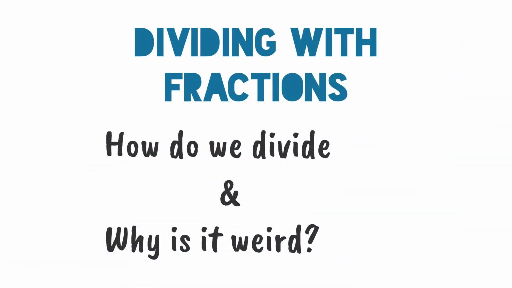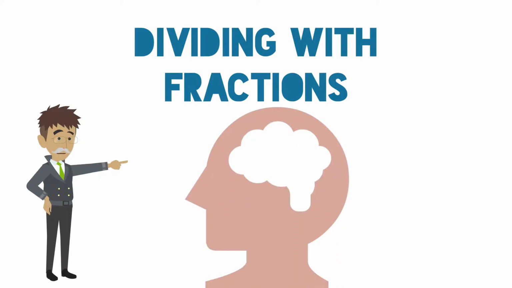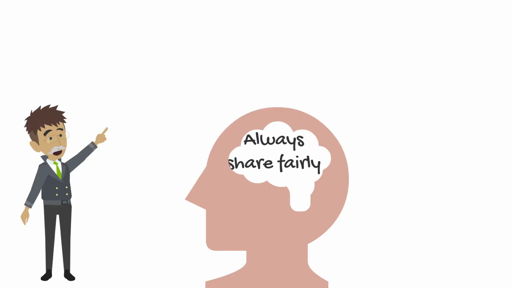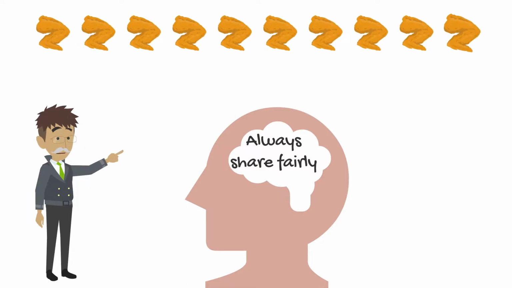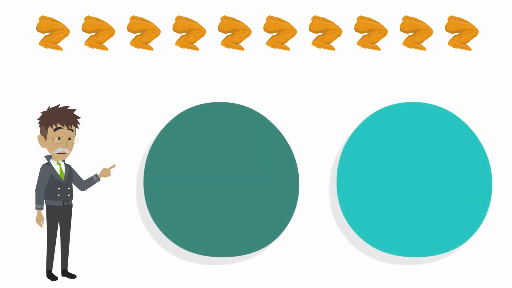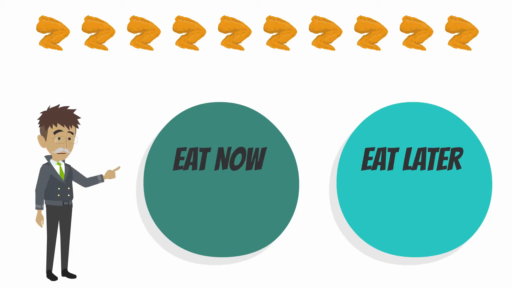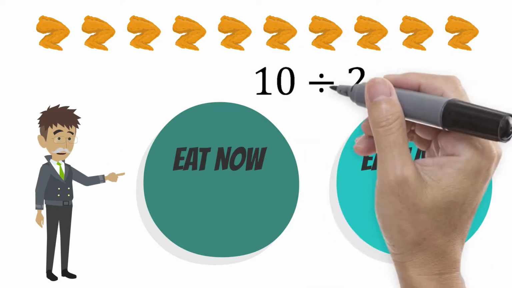Dividing with fractions often causes confusion. When we first learn about division, our brains are wired to deal with whole values, and we are taught to think about sharing fairly. For example, suppose I have 10 chicken wings. I want to share them between two groups, eat now and eat later. This can be represented by the division statement 10 divided by 2.